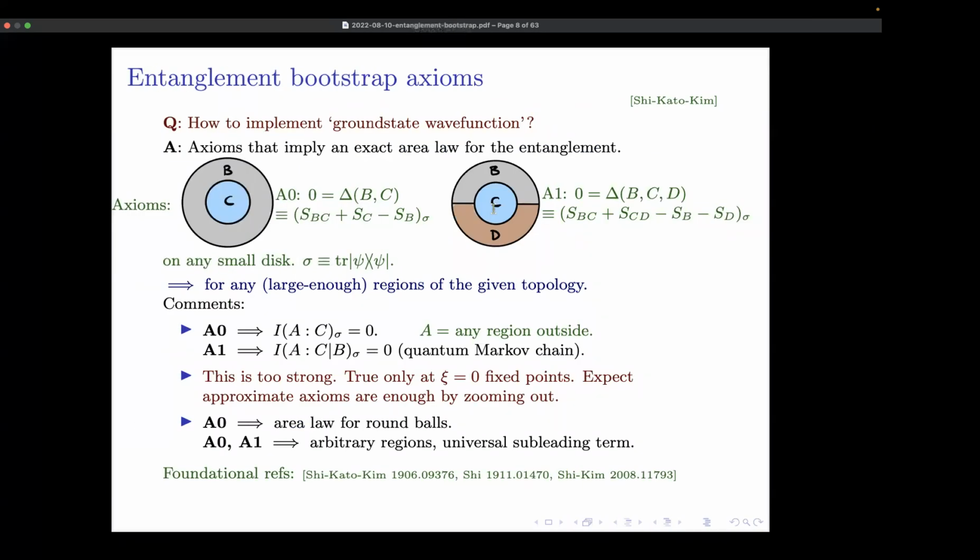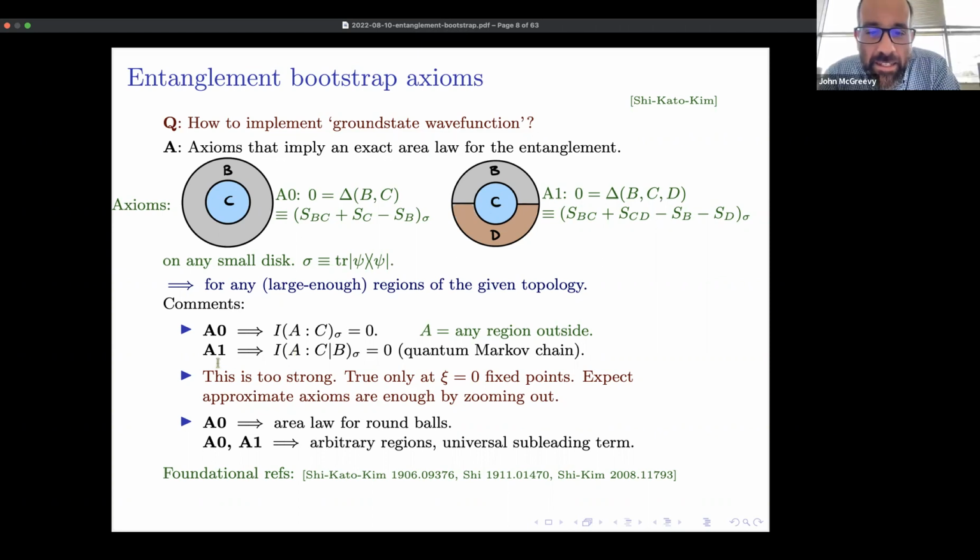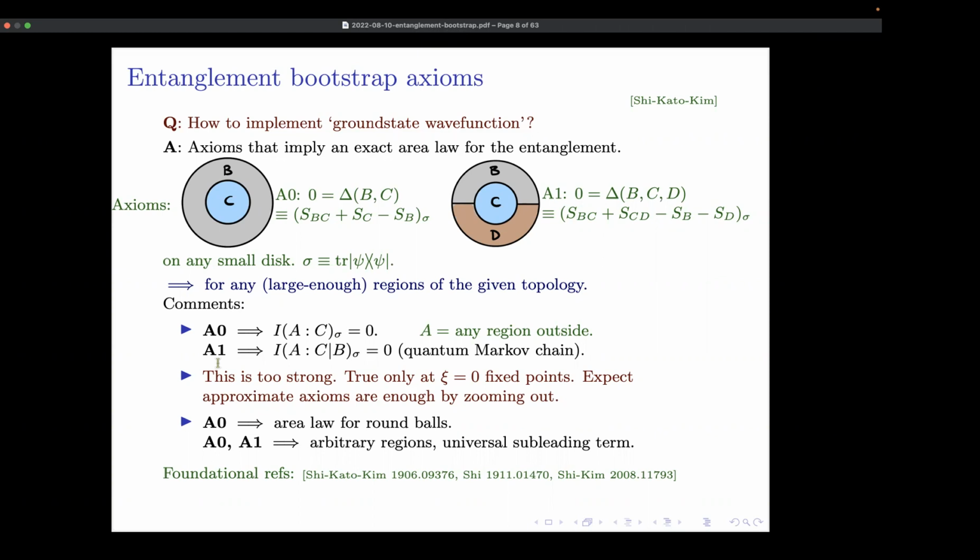Excuse me, I have a question. Oh, great. Yeah, hi. So this A0, A1, they vanish. Do they vanish exactly for a lattice model? Or do they only vanish approximately in the thermodynamic limit? Yeah, that's a very important question.